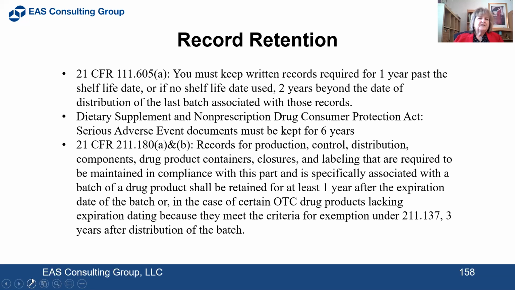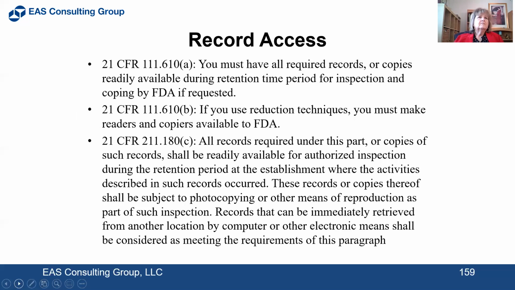211, records for production, controlled distribution, components, drug product containers, closures, labels that are required to be maintained in compliance with this part and specifically associated with a batch of drug product shall be retained for at least 1 year after the expiration date of the batch, or in the case of OTC drug products lacking expiration dating, 3 years after distribution of the batch. So here's for 111 and 211 discussing that the records must be made available to the FDA for inspection and copying if they request it.